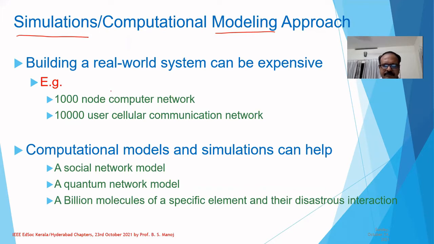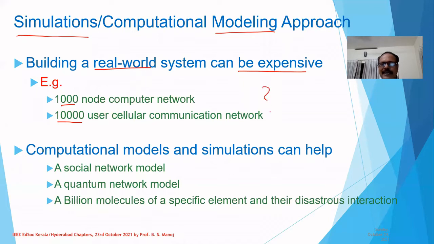In many cases, you cannot build a real world system to study a hypothesis or to prove a point, because they can be very expensive. For example, if you build a 1,000-node computer network, that can actually take crores of rupees and thousands of manpower to build. And obviously, as a researcher, you may not be able to do that. In fact, if you want to study the capacity issues of a 10,000 user cellular communication network, that itself will require funding that we cannot afford, or even the entire state government cannot afford. So that way, it can be too expensive to build.